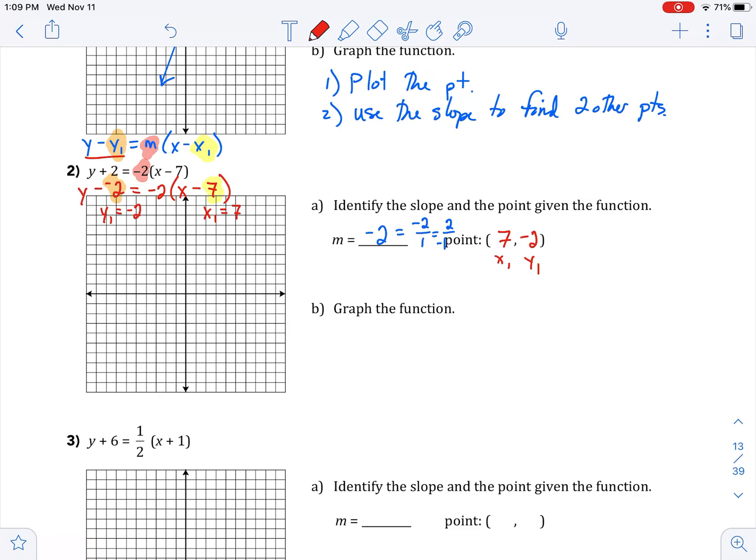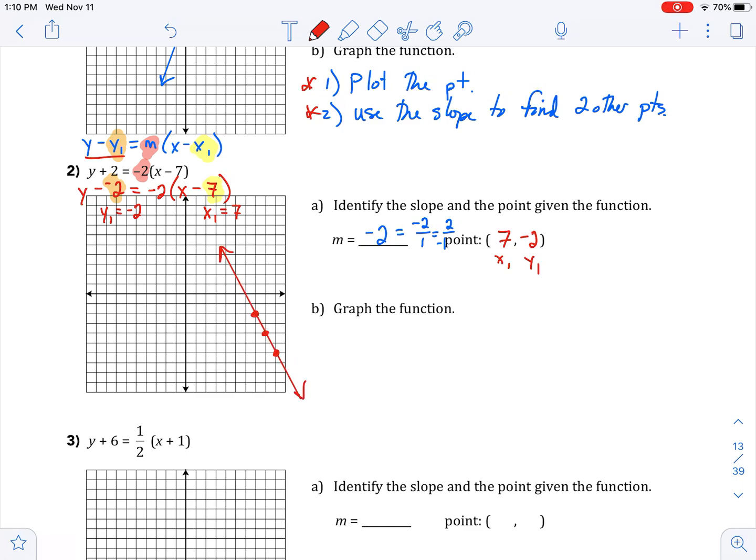If I would like to graph this, I'm going to follow these same steps that we had up here. So I'm going to plot the point at 7, negative 2. 1, 2, 3, 4, 5, 6, 7. That's 7, negative 2. And then I'm going to use a slope of down 2 and over 1. And down 2 and over 1. Again, here's my 3 points that make up a line.